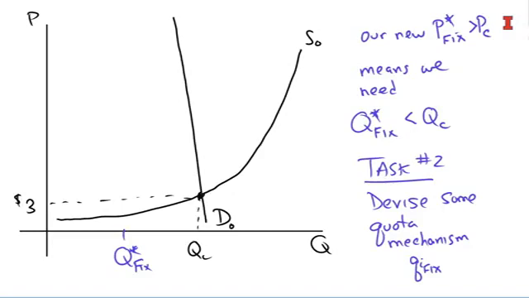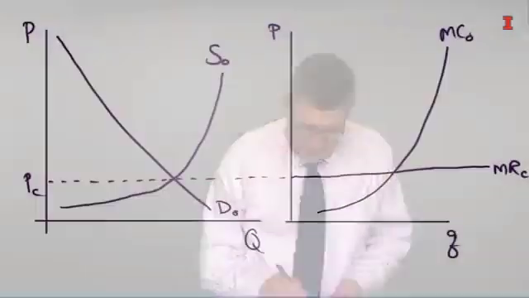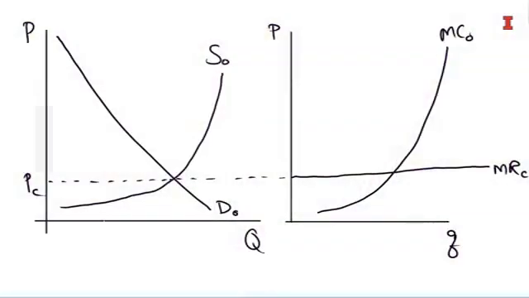All right. Now we have to go back to this issue and think about how this works. This is task 3, our final task. Suppose it works. Suppose you get this system in place. You've got this Q star sub fix, and you have done a marvelous job of driving price up.